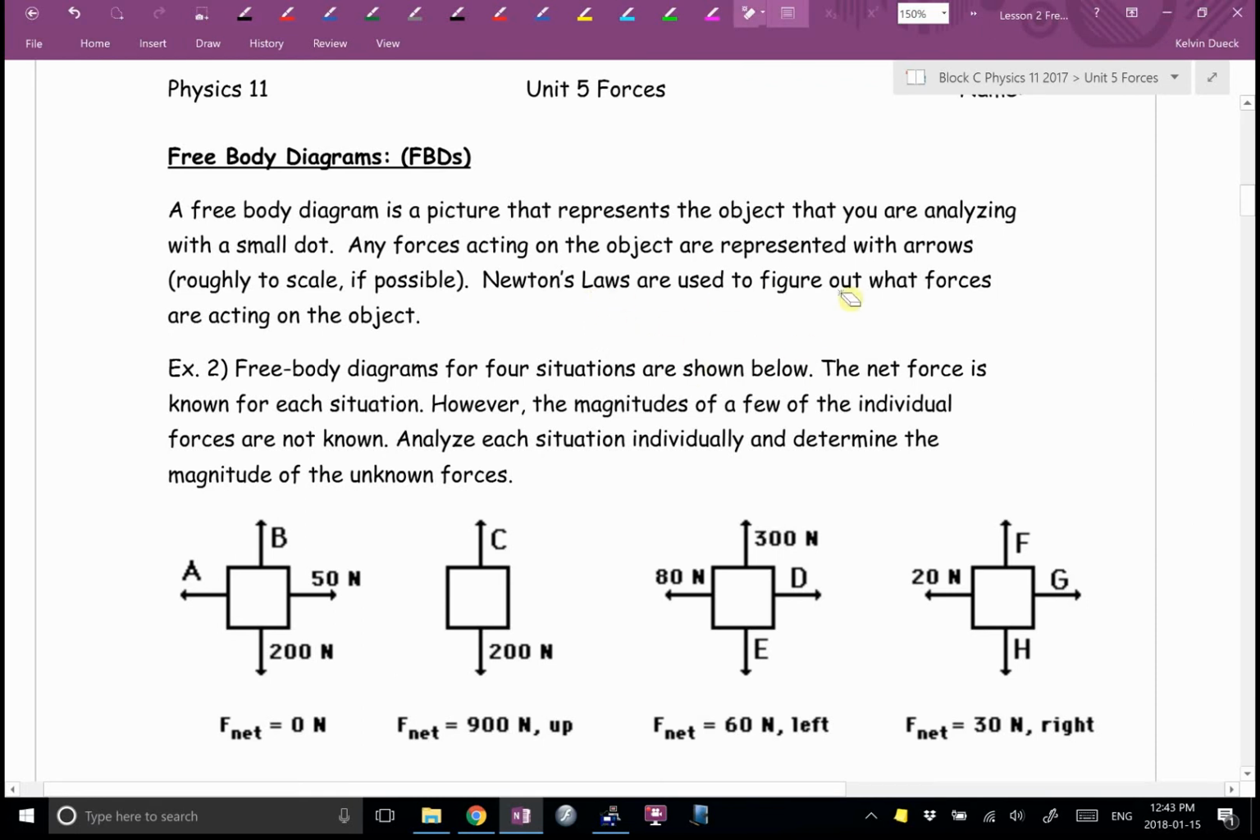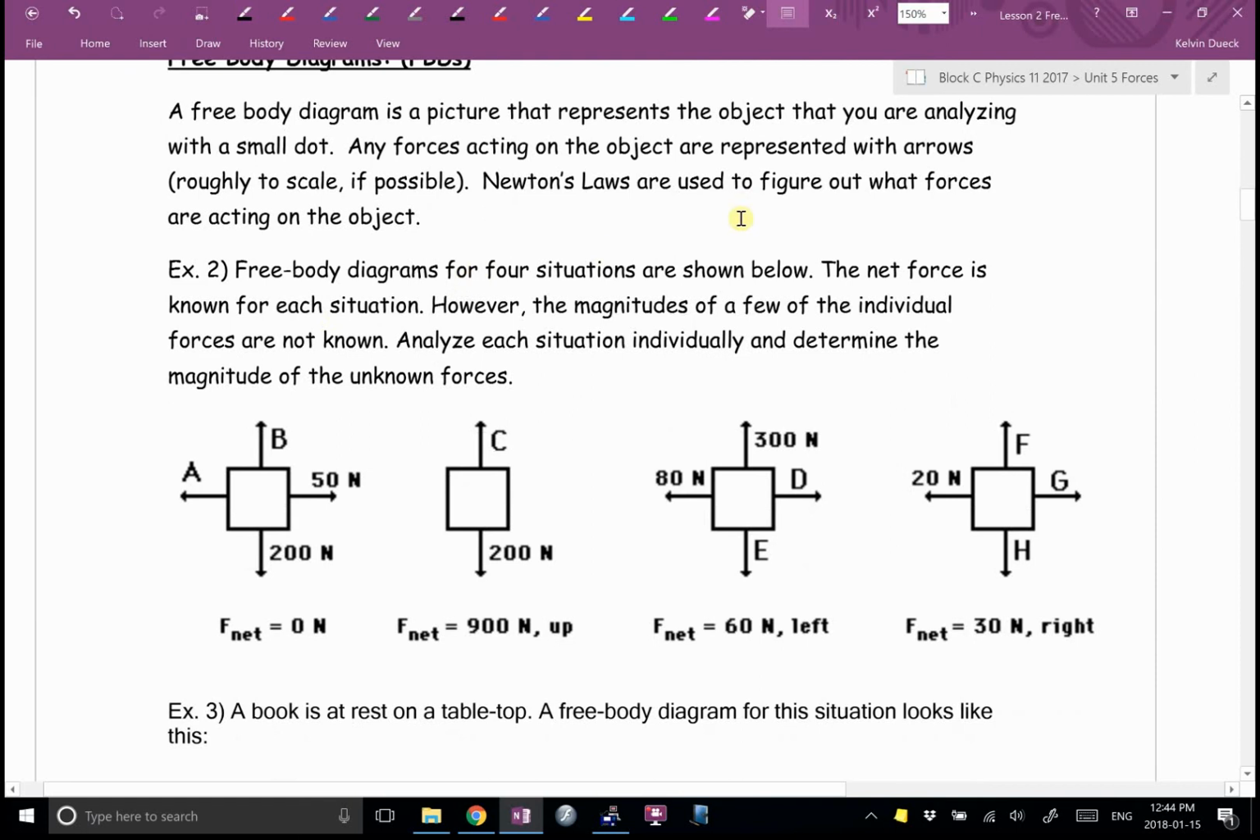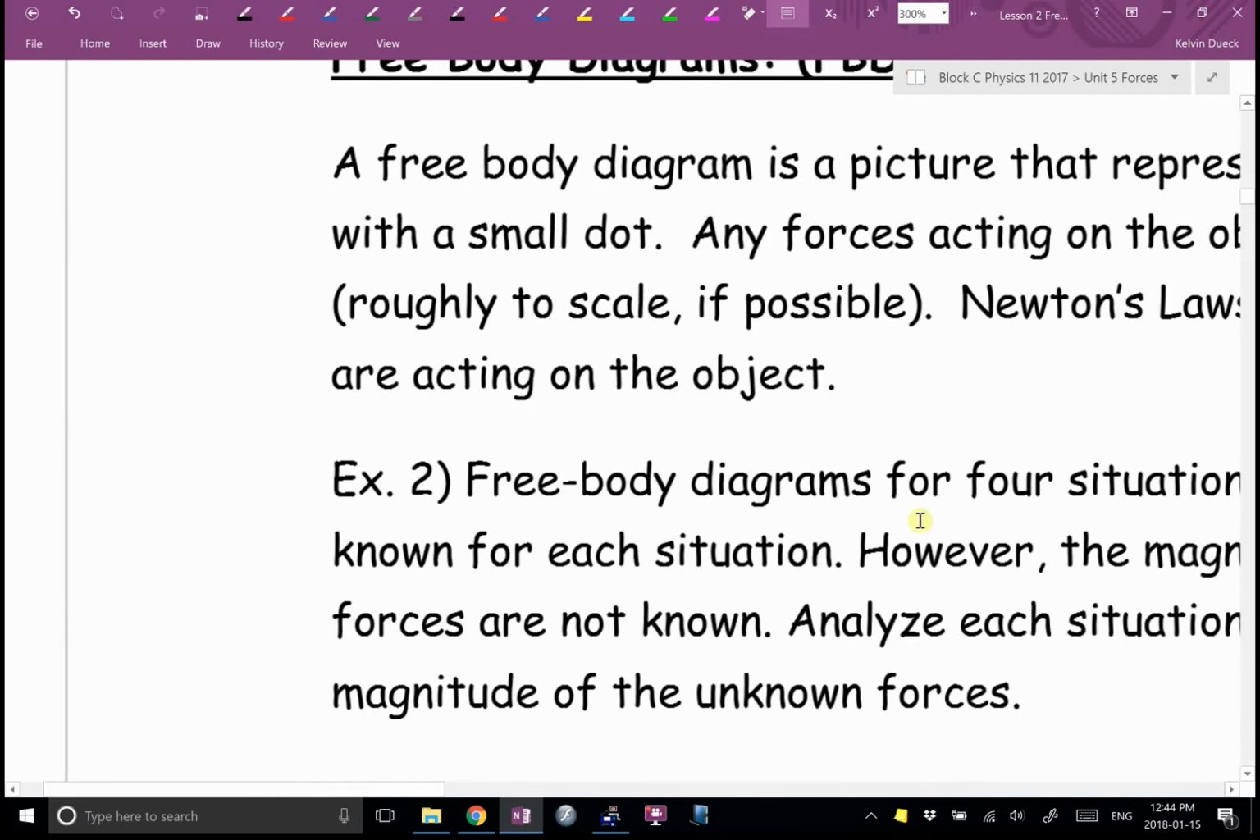And we're going to use Newton's laws to figure out other forces that are acting on the object. For example, free body diagrams for four situations are shown below. The net force is known for each situation, but some of the forces, the individual forces, are missing. We don't know them. We're going to analyze each situation and determine the magnitude of the unknown forces. Here's what I mean.